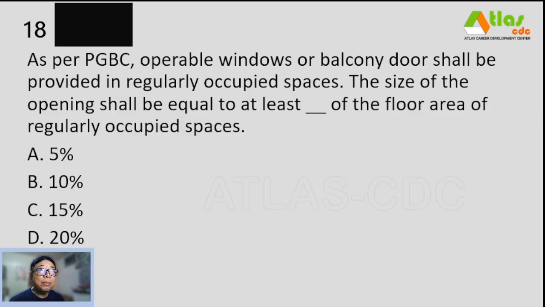Number 18. As per PGBC, operable windows or balcony door shall be provided in regularly occupied spaces. The size of the opening shall be equal to at least blank of the floor area of regularly occupied spaces. A. 5%, B. 10%, C. 15%, and D. 20%.